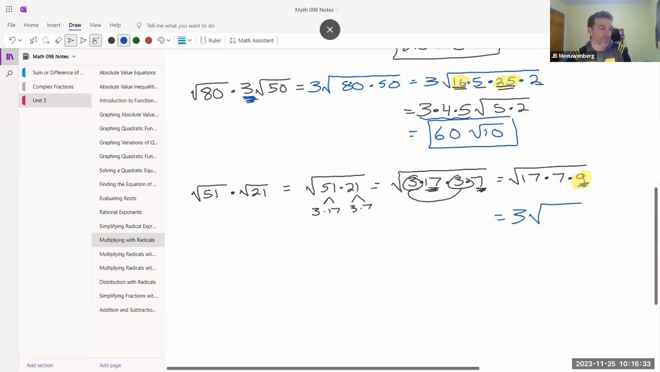So we end up with kind of a big weird number inside that radical because we started with some weird numbers, but you do see that they had matching factors in there. So this one ends up as 3 times the square root of 119. And that is how we multiply with radicals. We multiply what's inside and then we simplify as possible.